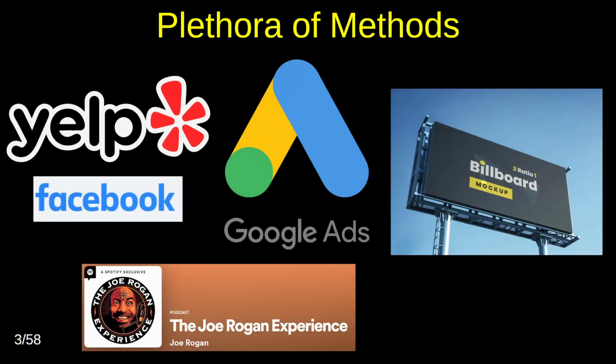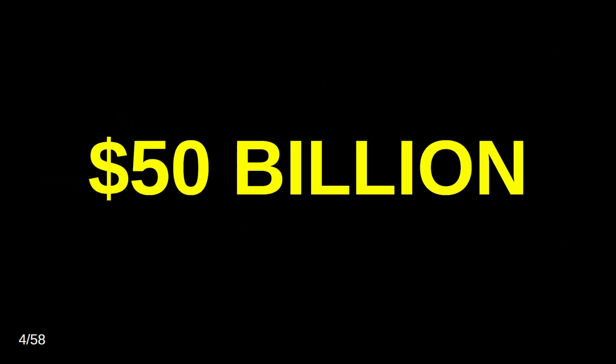Today, there's an ever-expanding plethora of advertising and marketing methods. Google Ads, Yelp, podcasts, TikTok, and many more, as well as methods like billboards that John Wanamaker used. The U.S. spends over $50 billion per year on online advertising, with an annual growth rate estimated at 12 to 15%.